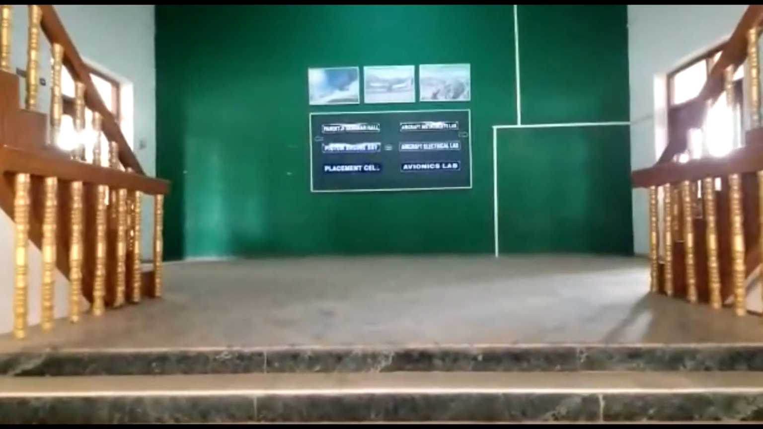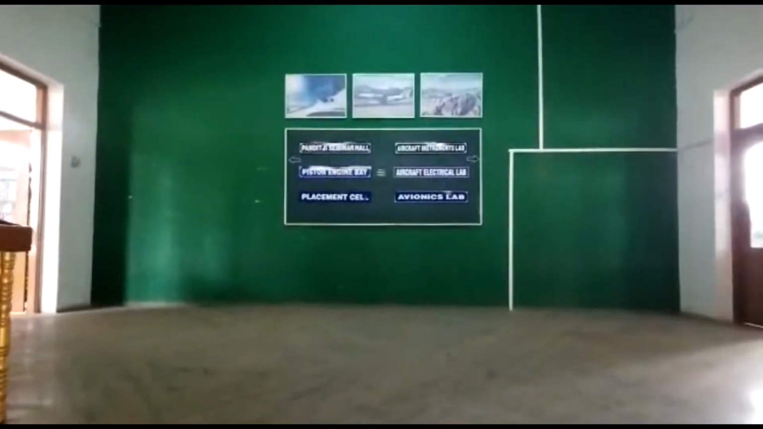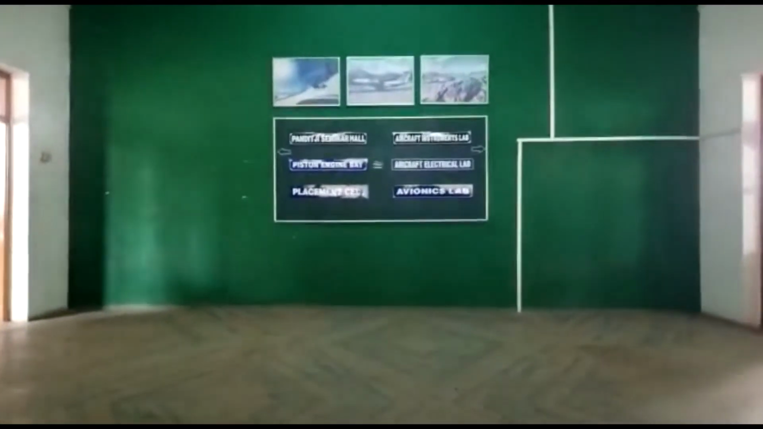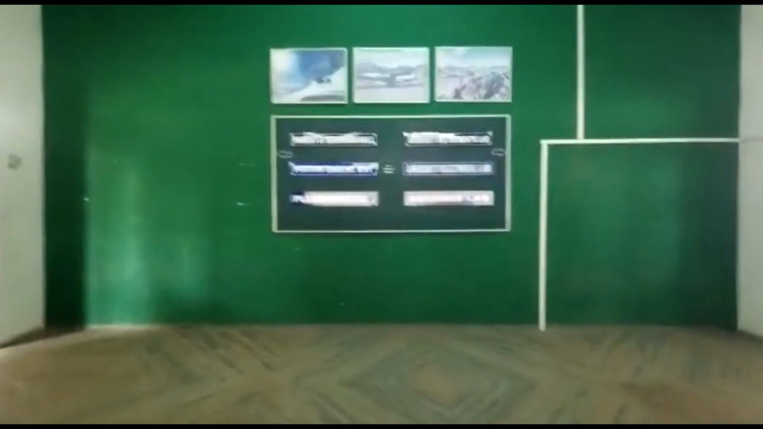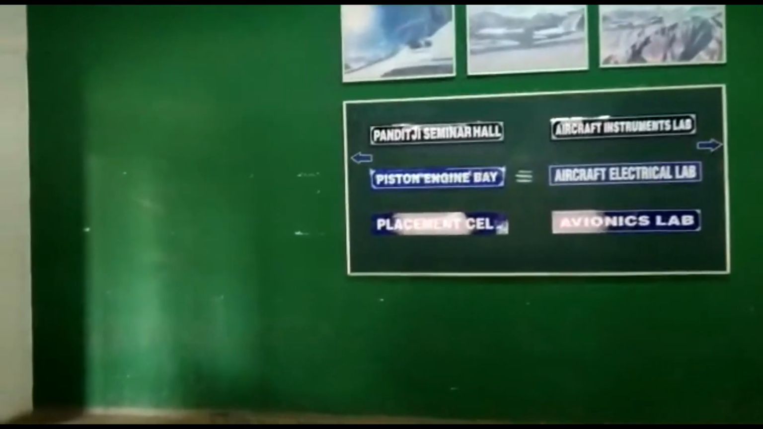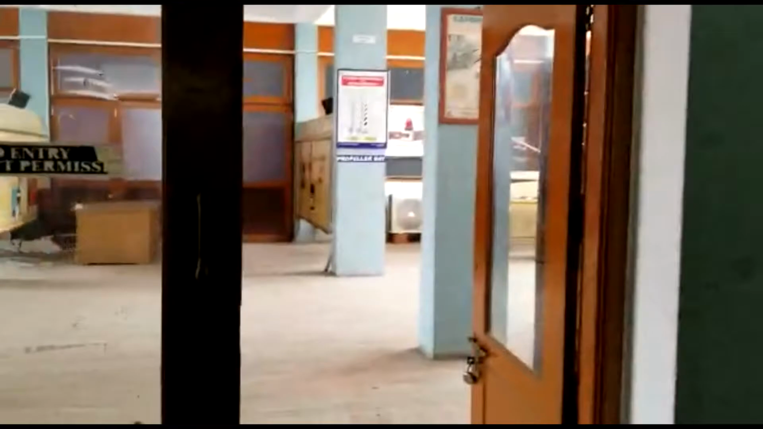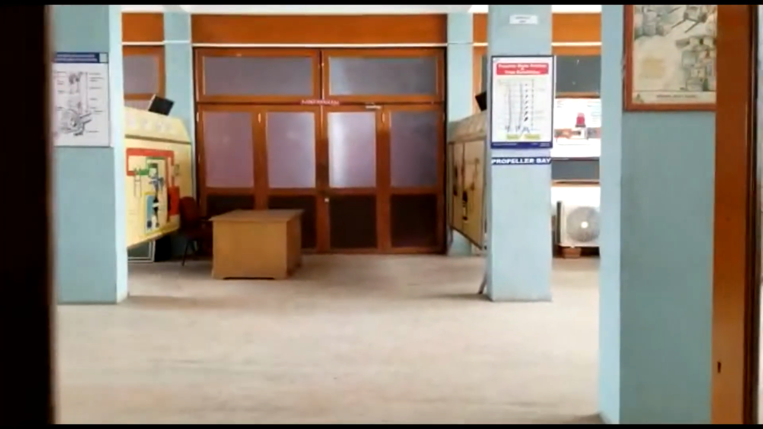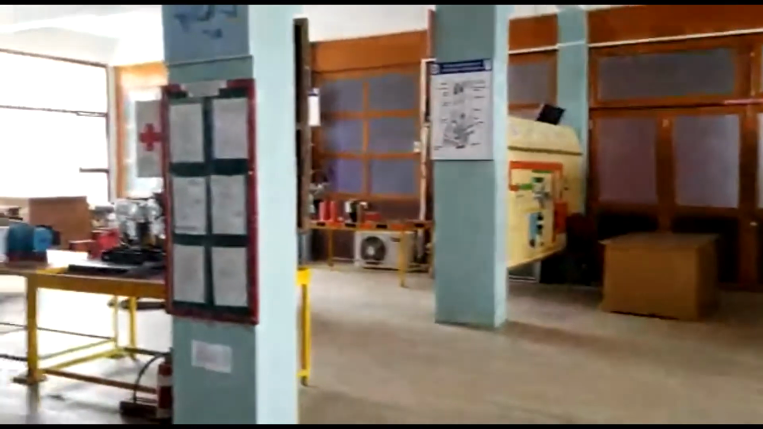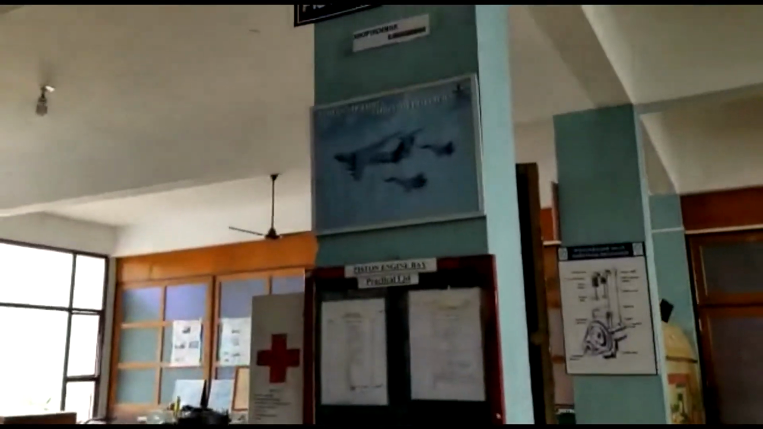Welcome viewers. Now we are going to the piston engine lab. We are entering into the piston engine lab. This is the practical list. The practicals that are carried out will be placed here.